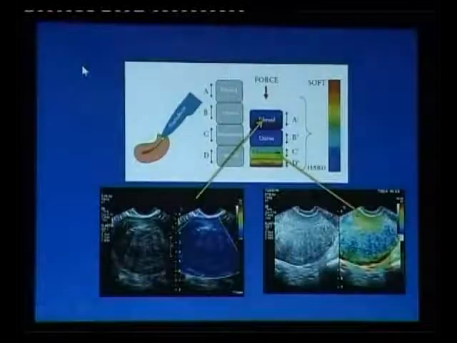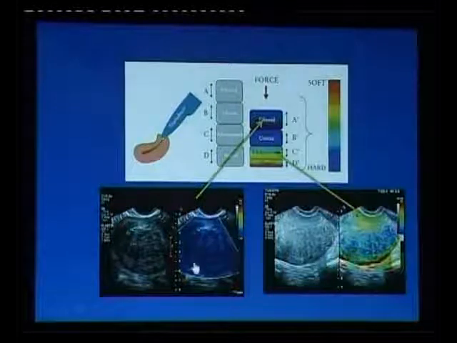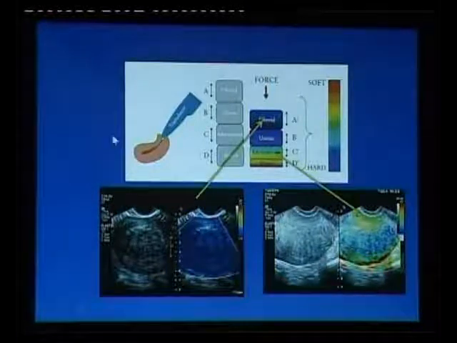We have also been using elastography to differentiate fibroids from adenomyosis. Typically fibroids show dark blue color because they are much harder as compared to adenomyosis, and we have a variety of colors in adenomyosis, whereas here we have uniformity of colors in fibroids as compared to adenomyosis.